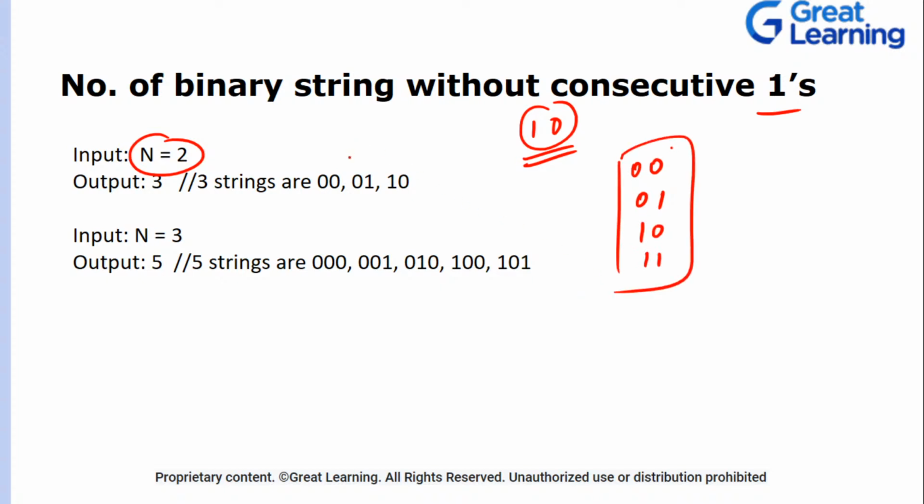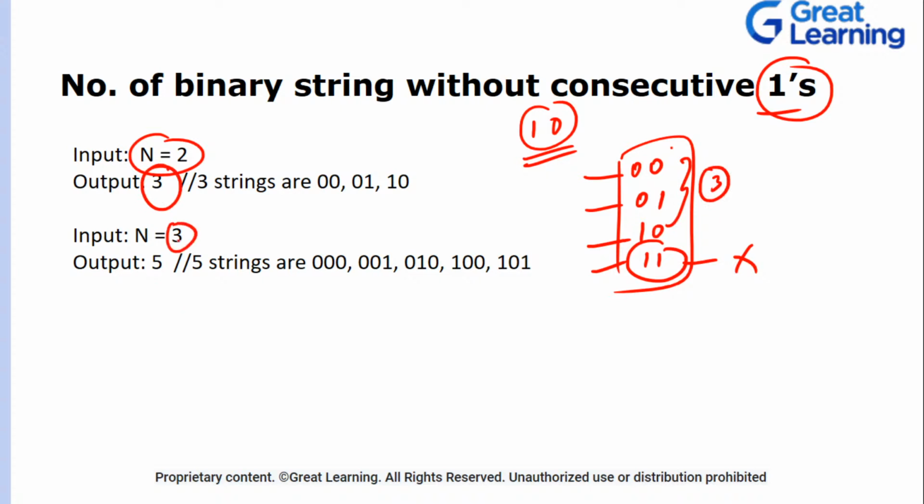I'm saying that you need to give me the number of binary strings. That means these are all binary strings. Now you need to give me those binary strings which do not have consecutive ones. This one has consecutive ones, so it will not be included. So the answer of this should be 3. Correct? So the answer is 3.